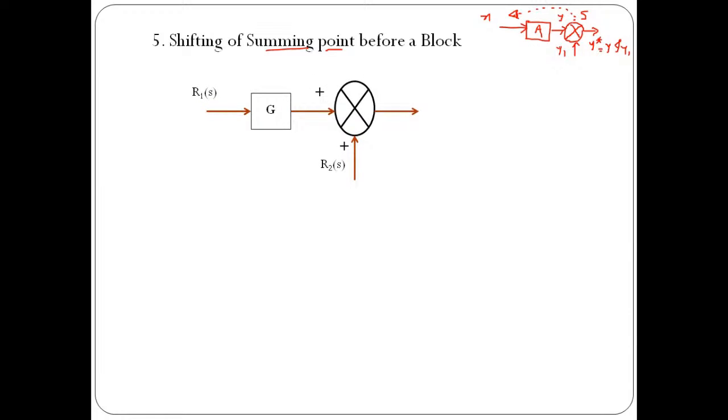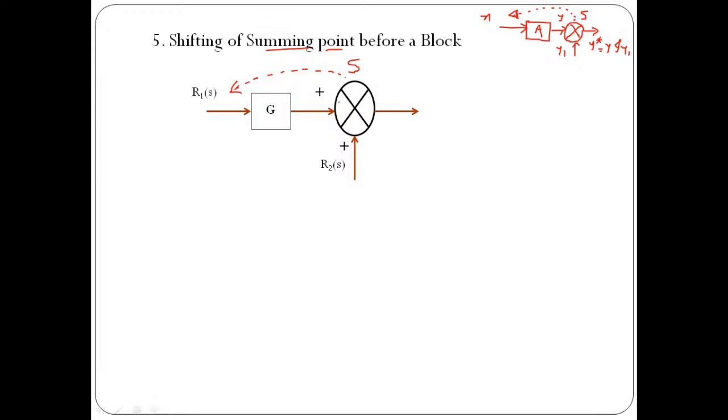So suppose we have a system like this, where we have a block of gain G. To that block we apply some input in the form of R1 of S, and here we are having a summing point, say S, which is connected after a block, and to this summing point we have some more reference input signal like R2 of S, and now we are interested to shift this summing point before a block. That means we want to shift this particular summing point over here. So how we are going to do that?